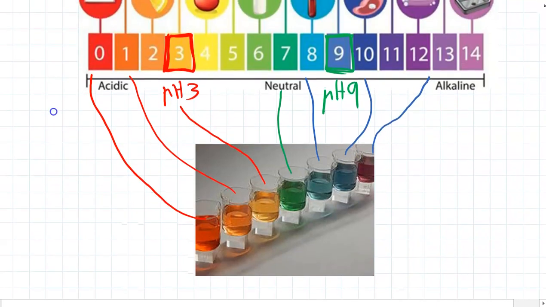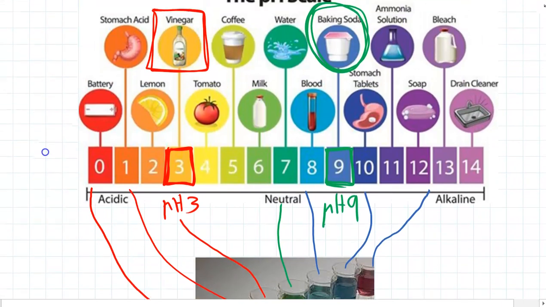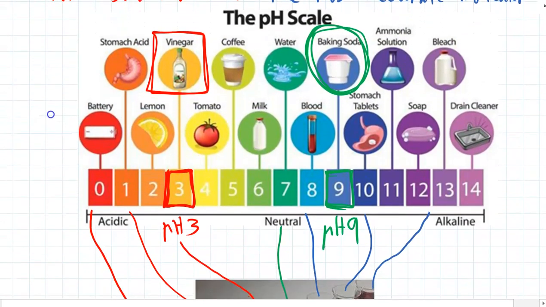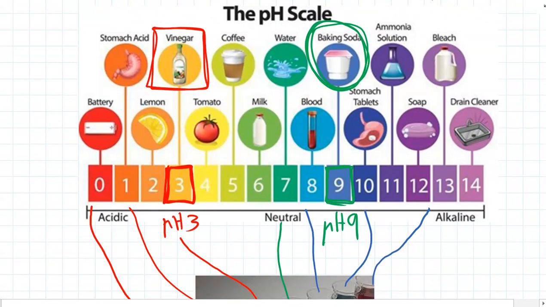Alright, so we'll be practicing using indicators, and your cat is actually going to involve making your own indicator too, to test the pH of different materials. Alright, so that's the pH scale.